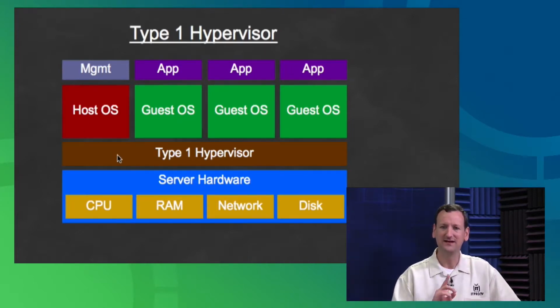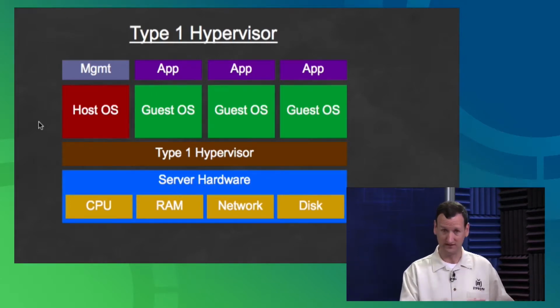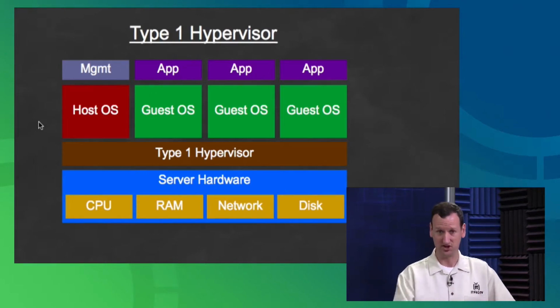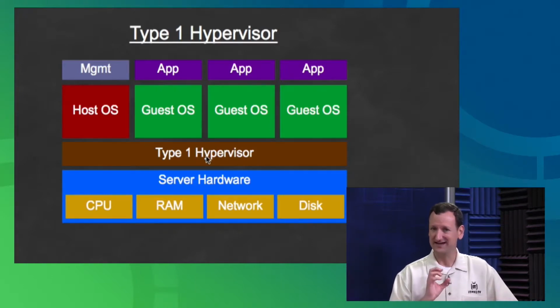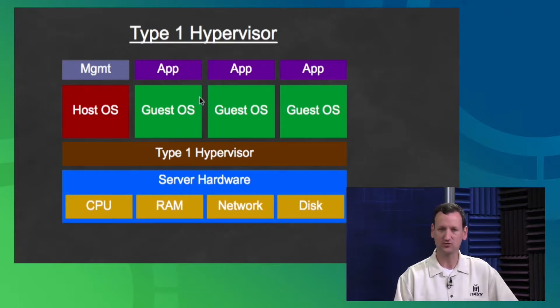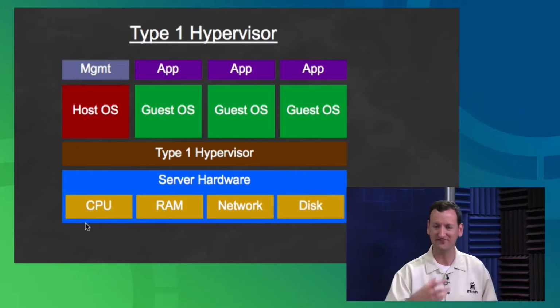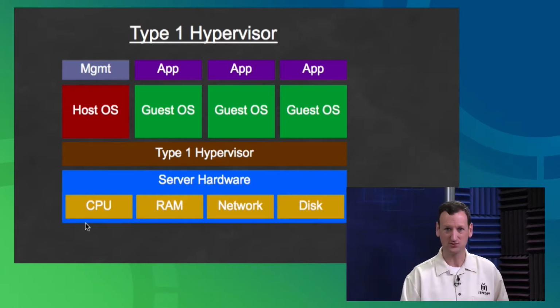That means it doesn't have to get in the way anytime a guest OS wants to access hardware, right? Because the host OS is not in between the guests and the hardware. It's just the Type 1 hypervisor. And the way the Type 1 hypervisor works is it doesn't have to emulate hardware. It can directly expose hardware if it wants. So it could take the CPUs and just let the virtual machine see the CPUs directly, not an emulated CPU, not a fake one, but the real actual CPU.